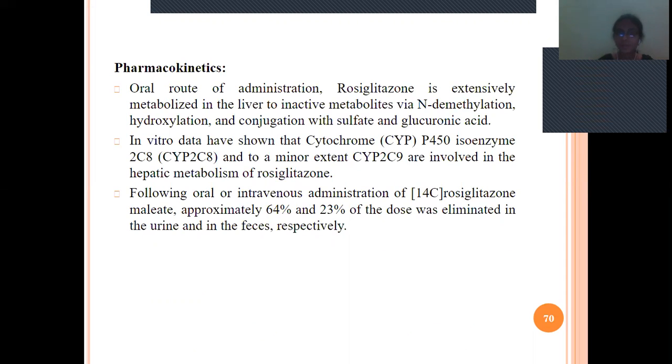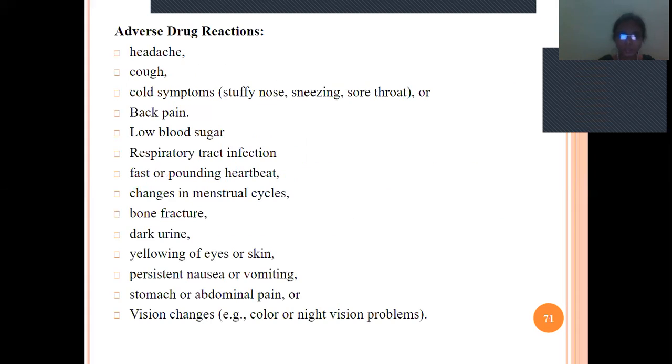It is also metabolized by cytochrome enzymes, and it is eliminated through the urine and also through the feces. So it is given by oral and intravenous routes of administration, metabolized in the liver by cytochrome enzymes, with metabolites from demethylation, hydroxylation and conjugation, and eliminated through urine and feces.